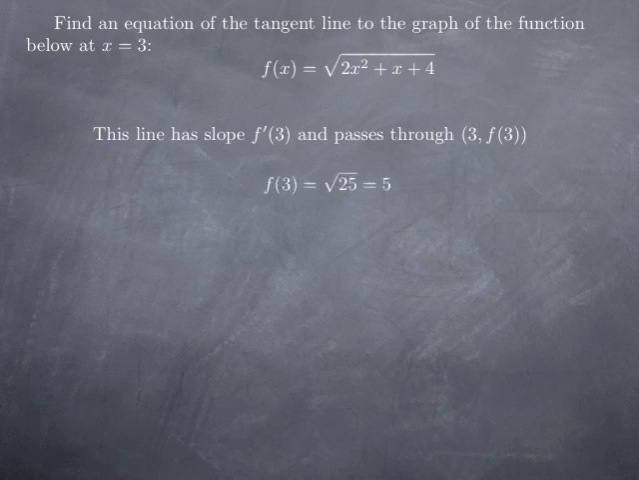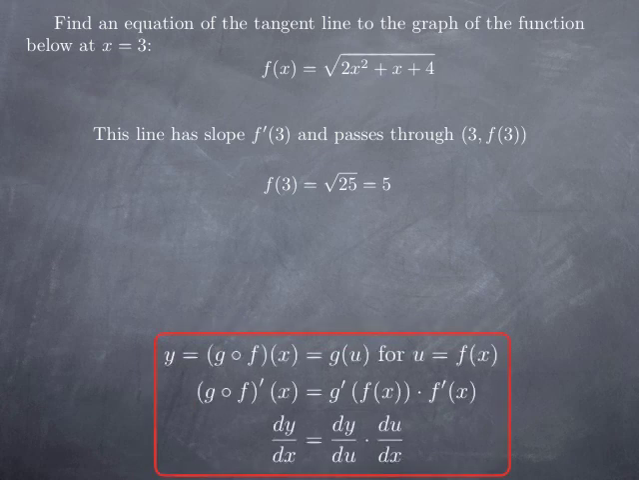If we plug x equals 3 in this function, under the radical we get 3 squared is 9 times 2, 18, plus 3 plus 4, so that's 18 plus 7, 25. Root of 25 is 5, so the second coordinate of the point of tangency is 5.